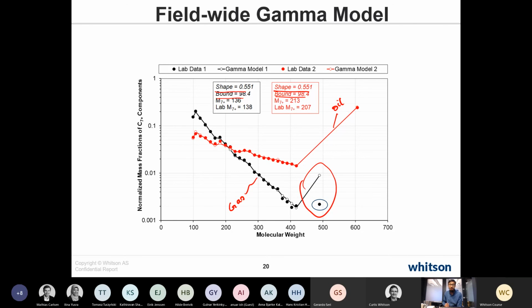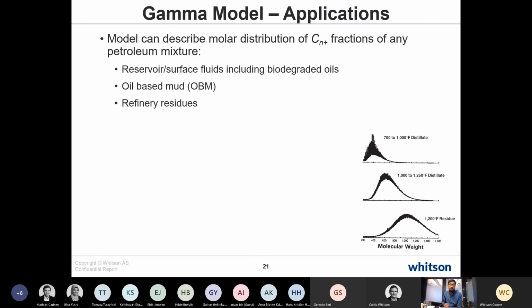So this is one example of how the gamma distribution model can be used in today's scenario when we get the extended DC distribution. It can be mainly used for quality checking the lab data and replacing the bad quality DC data.